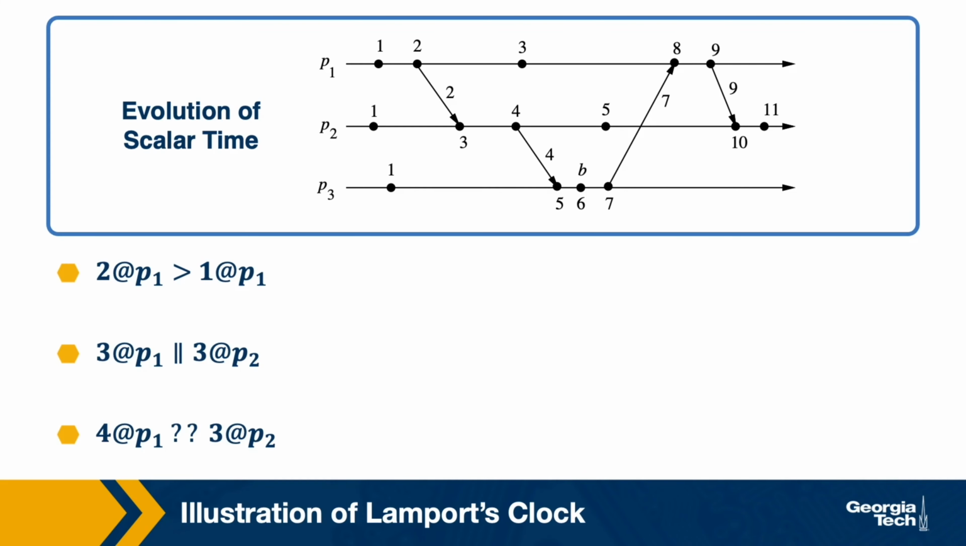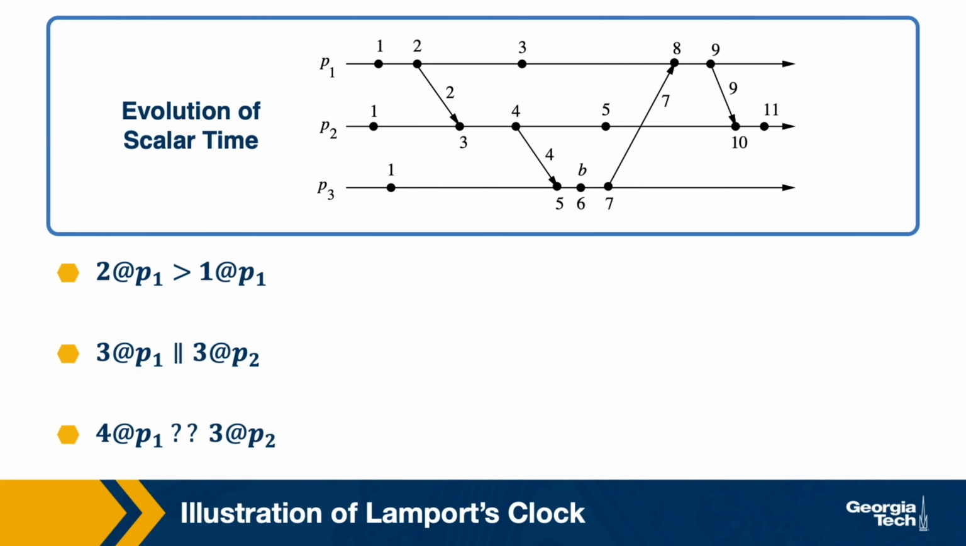Let's look at some of the events here. For instance, at process P1, the second event has a timestamp 2, and this is because its timestamp has to be greater than the timestamp of the previous event at process P1. At process P2, the second event has a timestamp 3 because it has to be greater than the previous event at process 2. This one has a timestamp 1. But also, this event corresponds to receiving a message, and its timestamp has to be greater than the timestamp associated with the event where the message was sent. And in this case, that timestamp is 2.